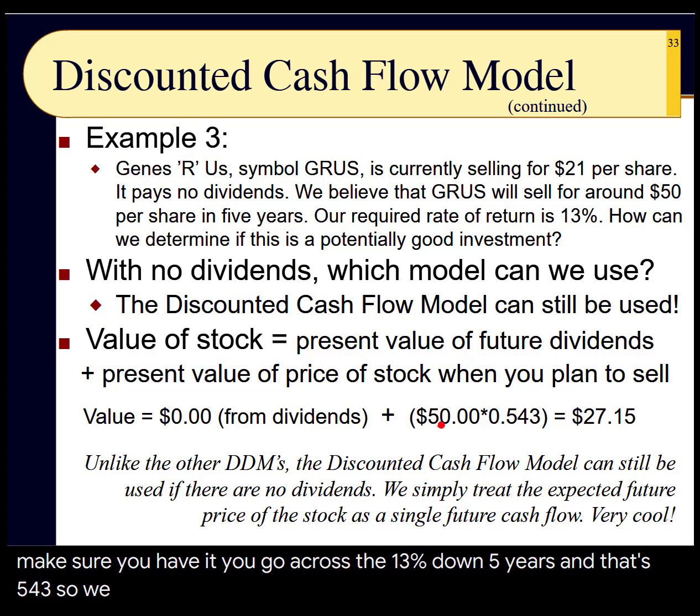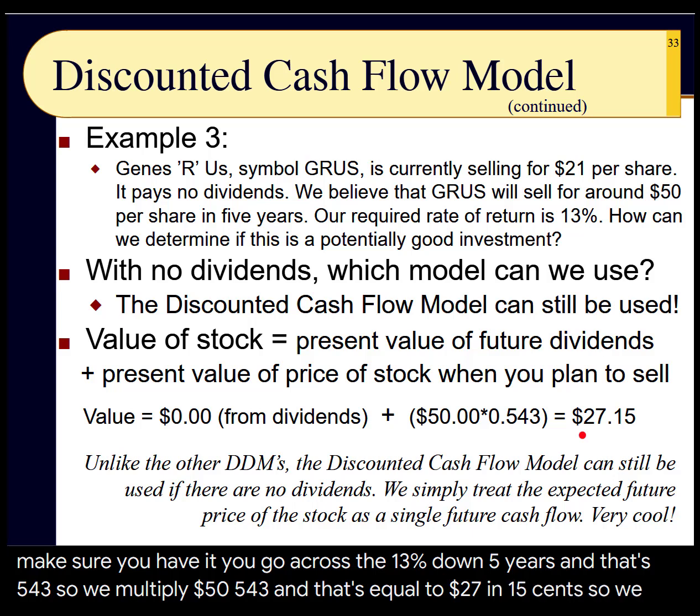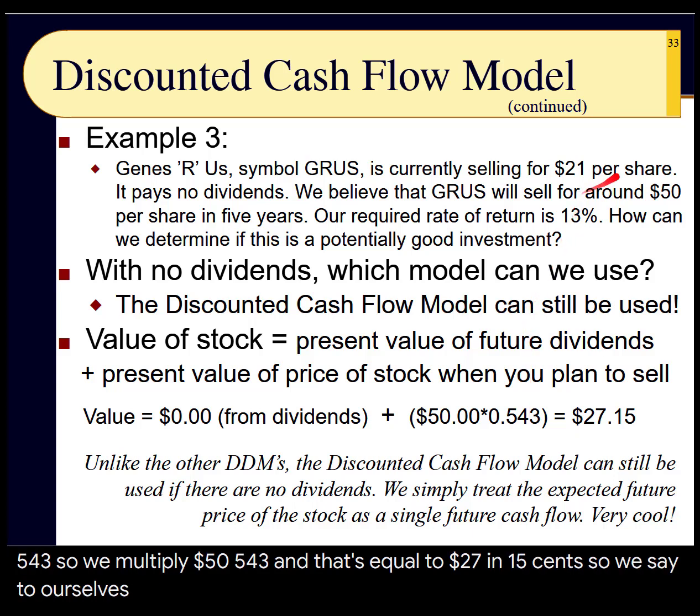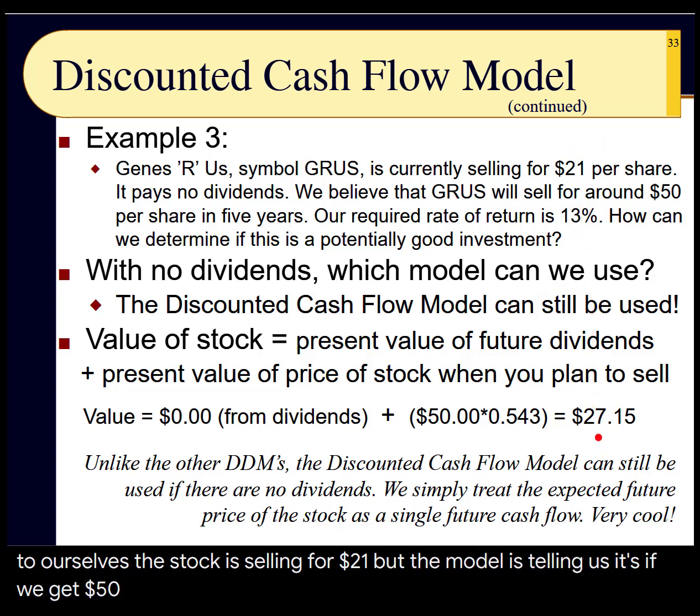So we multiply $50 times 0.543, and that's equal to $27.15. So we say to ourselves, the stock is selling for $21, but the model is telling us if we get $50 in 5 years at 13%, it's worth $27.